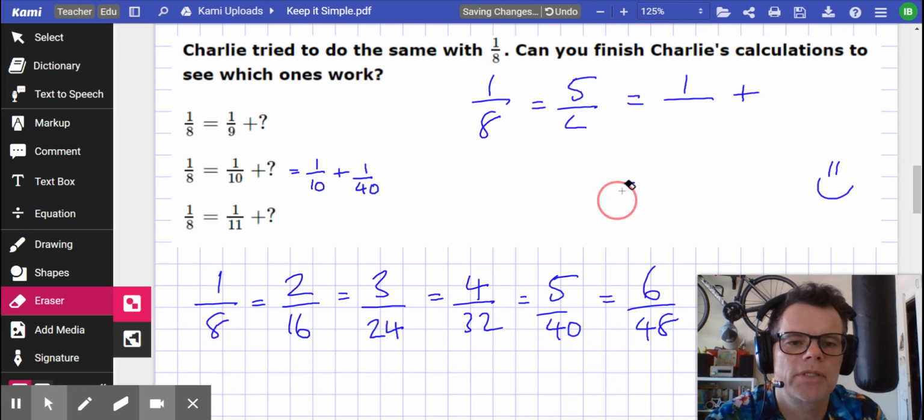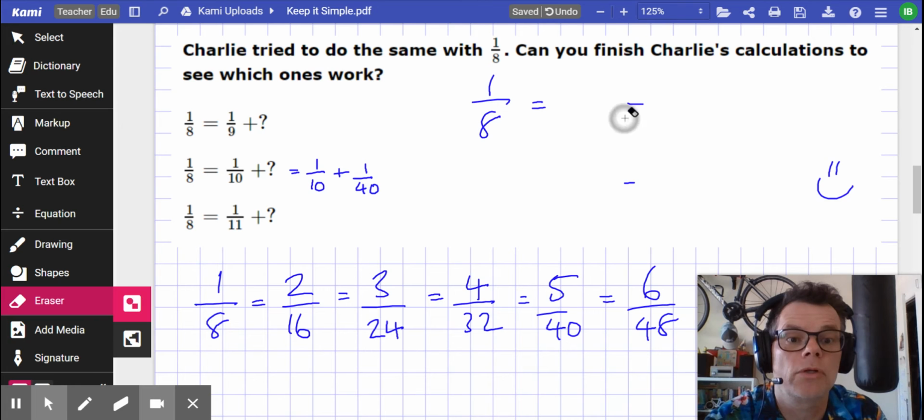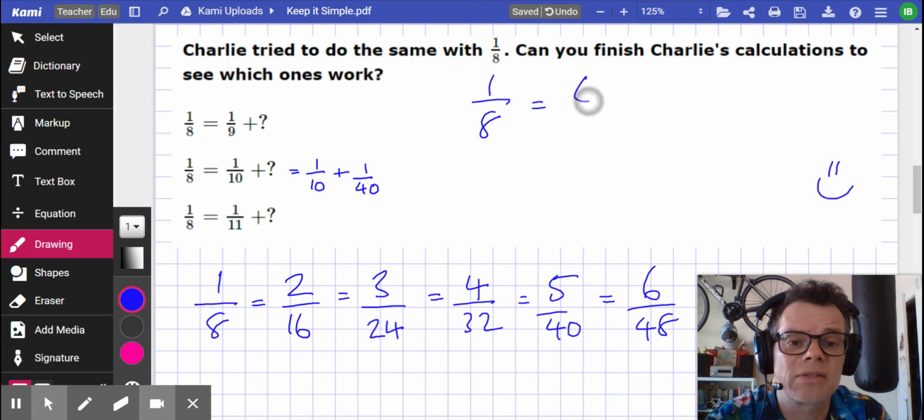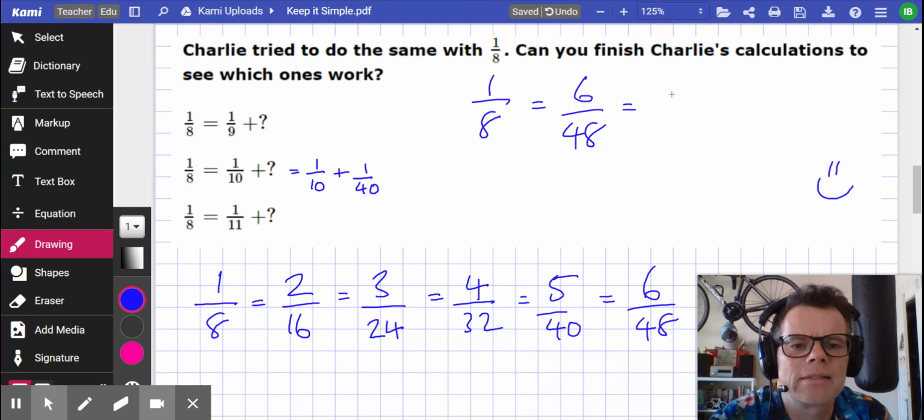I'm just going to do my working up here. It takes a bit of time to rub it out, but I don't think it's a problem. It's quite nice to do it here. Don't you rub out your working. Never do that. Crikey. You want to keep as much evidence as you can. Here we go. 6 over 48. So 1/8 is 6 over 48. Let's see if I can do anything with this.